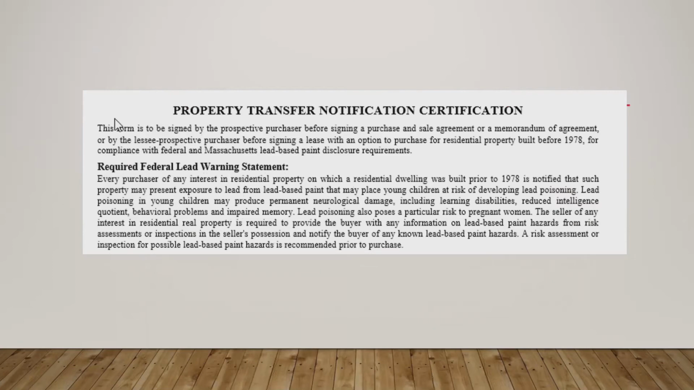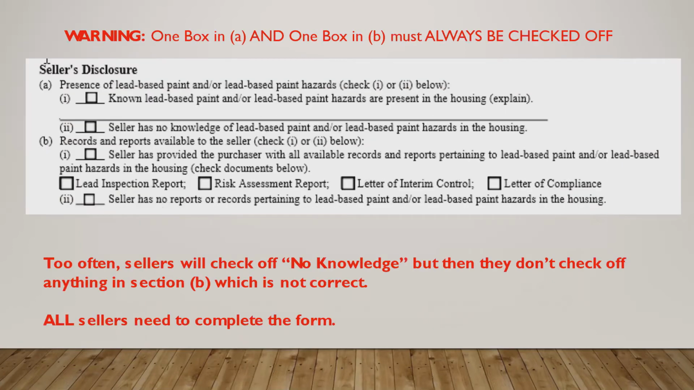The seller of any interest in residential real property is required to provide the buyer with any information on lead-based paint hazards from risk assessments or inspections in the seller's possession and notify the buyer of any known lead-based paint hazards. A risk assessment or inspection for possible lead-based paint hazards is recommended prior to purchase.